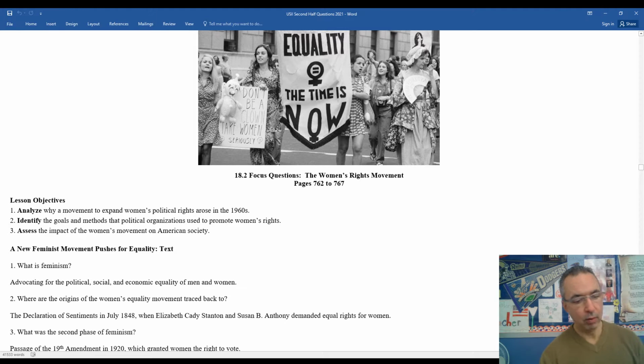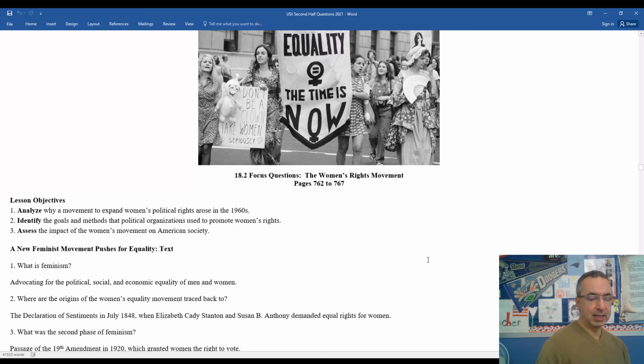Two, where are the origins of the women's equality movement traced back to? This is kind of a historical question. If you reflect back in history, women for a long period of time during the 1700s and 1800s were fighting for abolition, which then ended slavery, for equal rights for African Americans. And then in the middle 1800s, during the 1840s, they realized that some of the rights they were fighting for for African Americans were some of the same rights they as women also lacked.